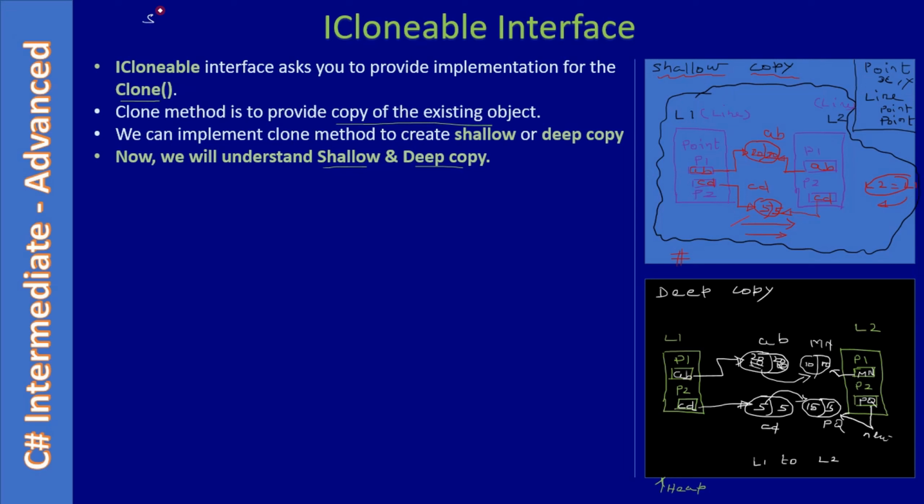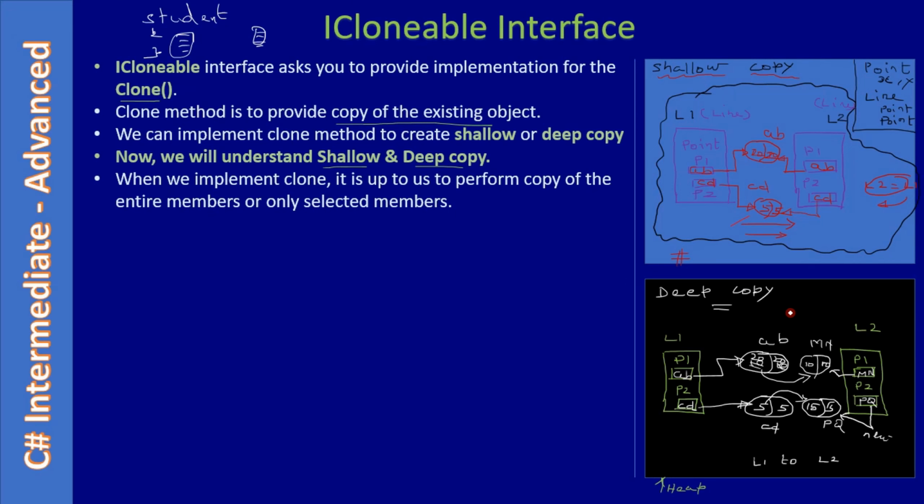So for example, if we create a class called student and if it has some 20 members, then when the user asks for a clone, we have to copy the content of these members to the copied instance and give it back to the user. So that is when shallow and deep copy come into the picture. Alright, so now you know what shallow copy and deep copy are. When we implement clone, it is up to us to perform a copy of the entire member set or only selected members.